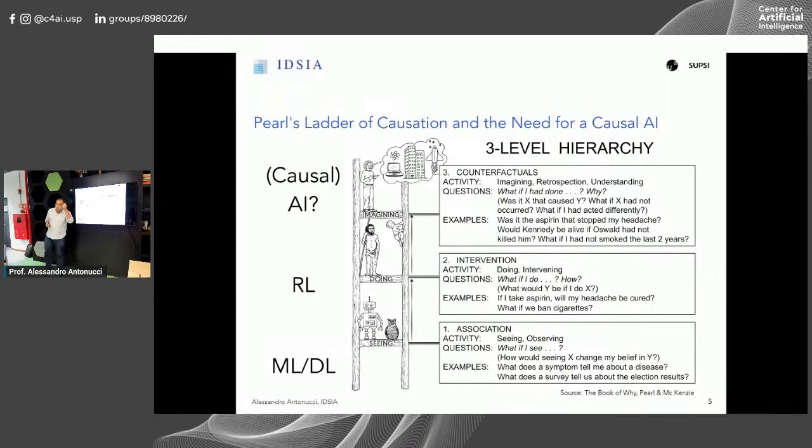And the third level, the most ambitious one, is the counterfactual one. The counterfactual just means a what-if question. So you are observing something, and you know that given this something, something else happened, but you ask yourself what would happen in another world where the observation would be different.